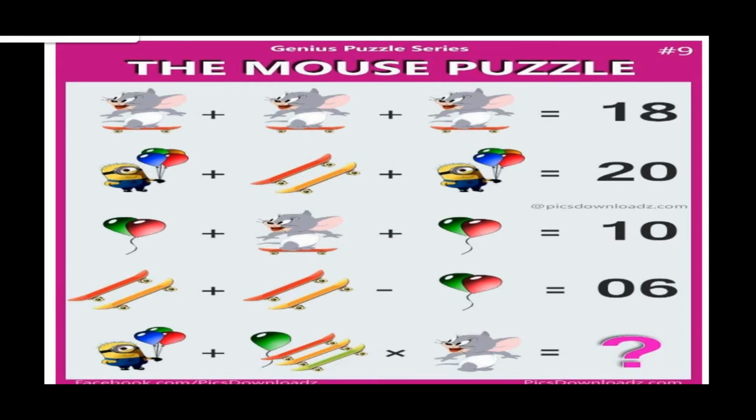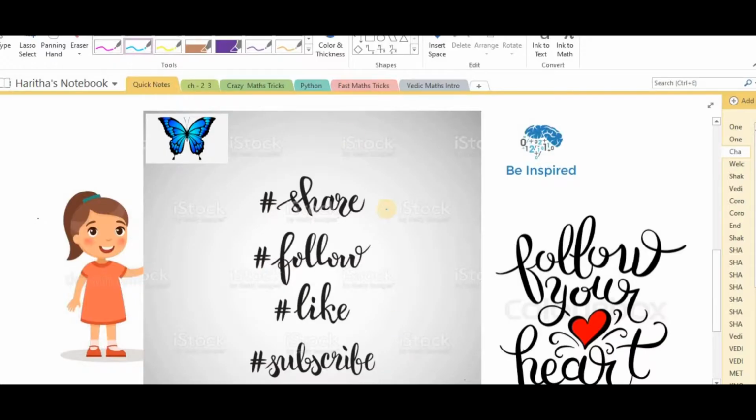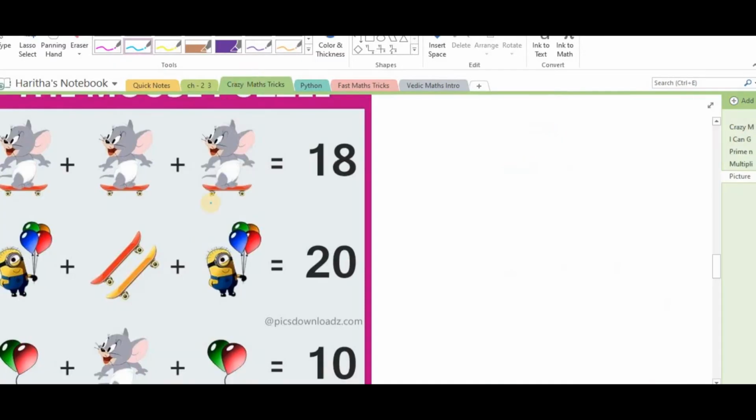So we will see now. We'll try to solve this in our notebook. Okay students? So this is our question and we are going to solve this question now. This one we can easily find out.